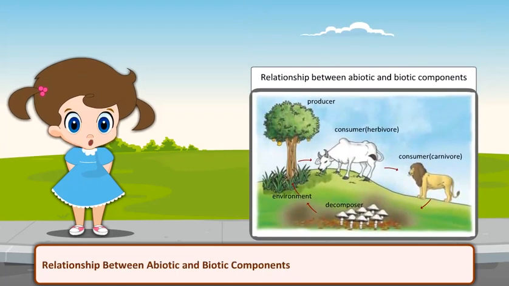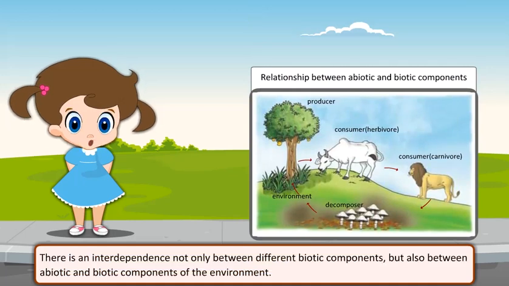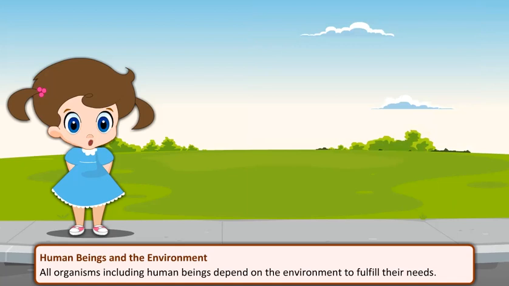Relationship between abiotic and biotic components. There is an interdependence not only between different biotic components but also between abiotic and biotic components of the environment. Human beings and the environment.